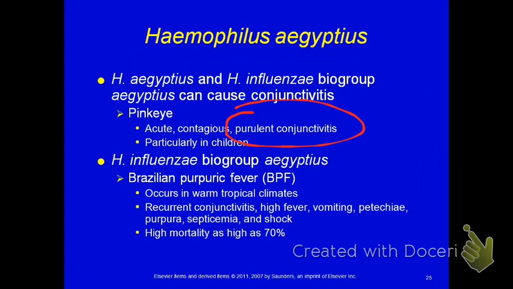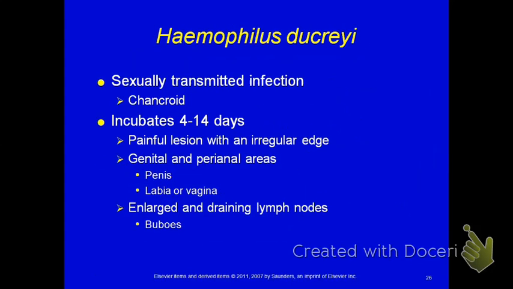This one is kind of dangerous because aside from recurrent conjunctivitis, you'll have high fever, vomiting, petechiae, purpura. This one is dangerous: septicemia, and then eventually your blood pressure goes down. You call that shock. It has a very high mortality rate, as high as 70%.